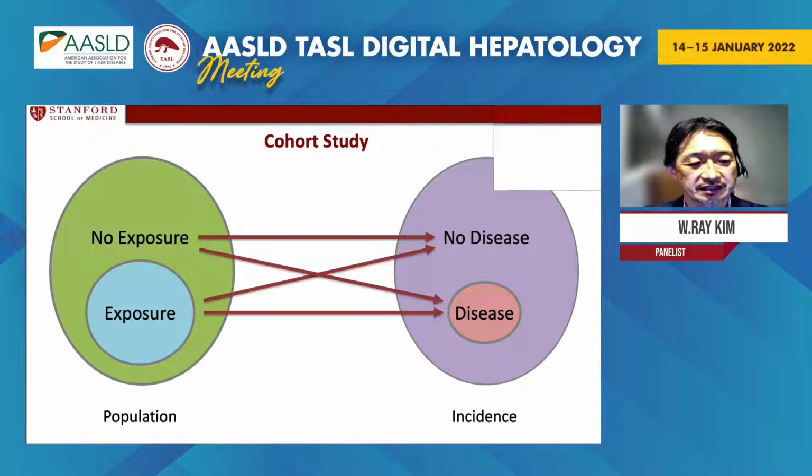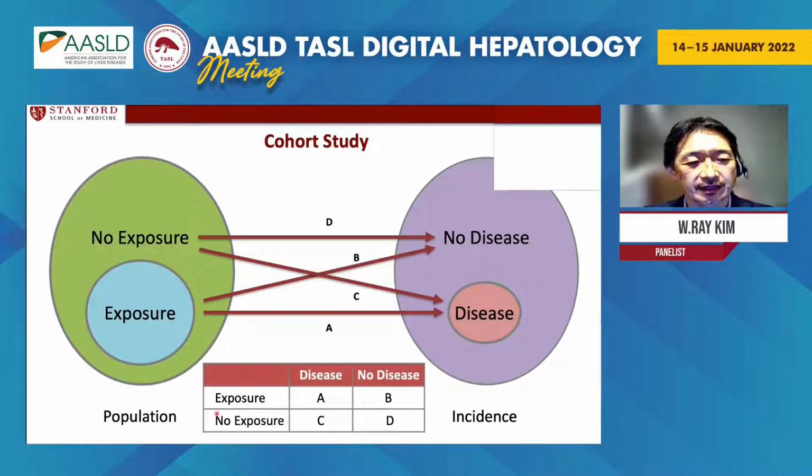If you generalize this concept, you have a population, you have exposure and no exposure, disease and no disease, and we have 4 arrows going left to right, and you would have hepatitis B patients developing hepatocellular carcinoma. That would be A here, and there are patients without exposure who do not develop disease. That would be D here. Not all hep B positive patients will develop HCC. That's B. Some patients without hepatitis B will still develop HCC. That will be C. So this is the 2x2 table that will result from a cohort study.